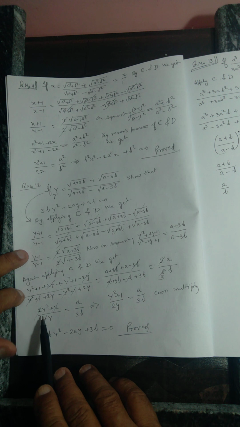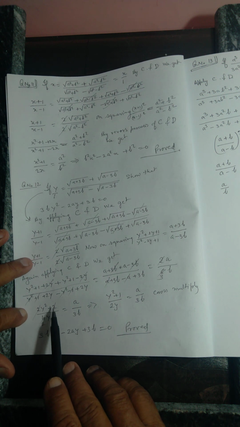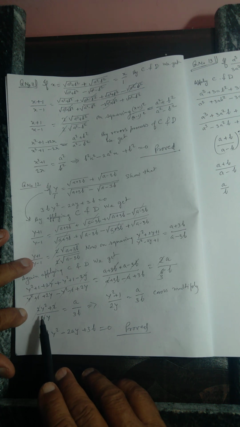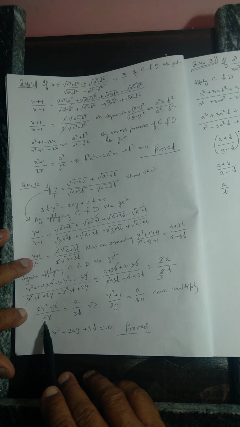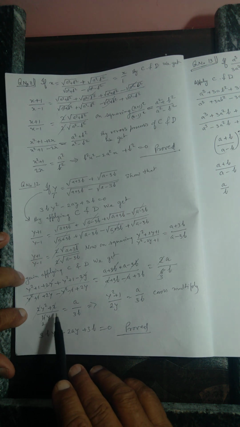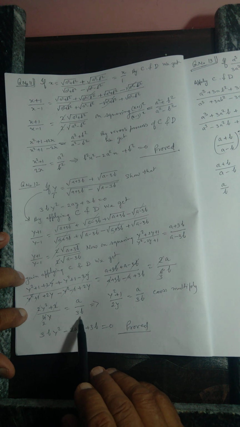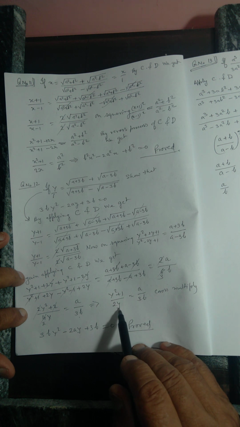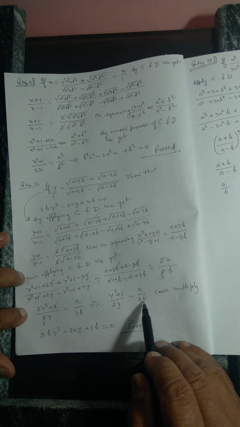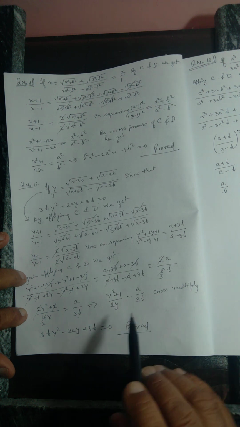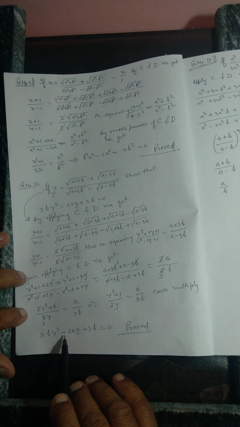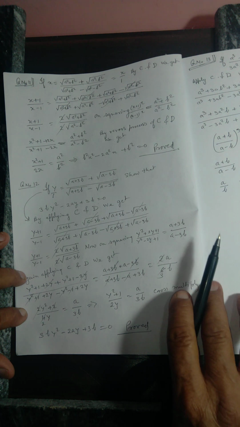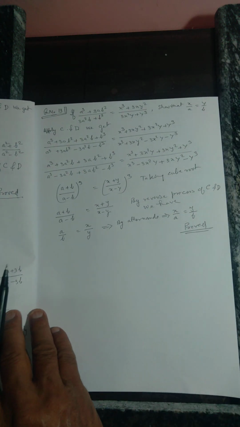Here you see, I have written 2 times (y square plus 1) upon 4y. Just take 2 common from the numerator part and 2 from the denominator part, it will be cancelled, and a upon 3b. This will be equal to y square plus 1 upon 2y, that will be equal to a upon 3b. Cross multiply it, you will get 3b y square minus 2ay plus 3b equal to 0, and it is proved here. Now question number 13.